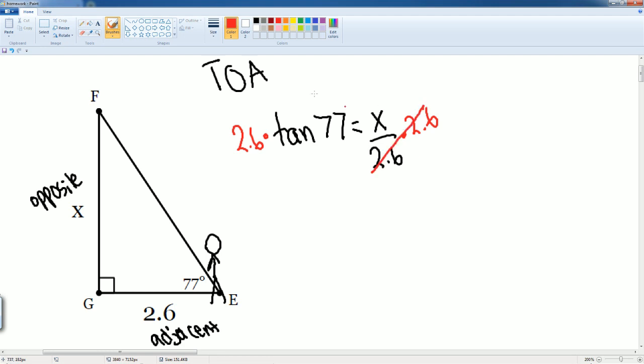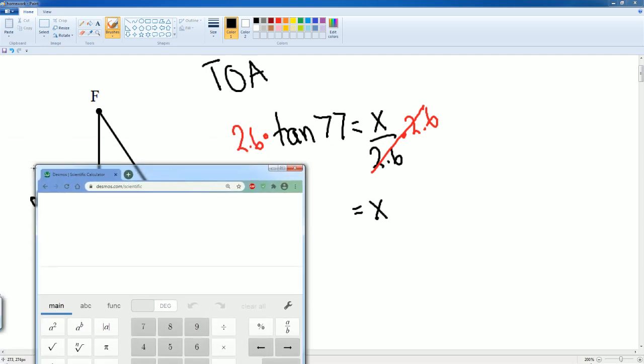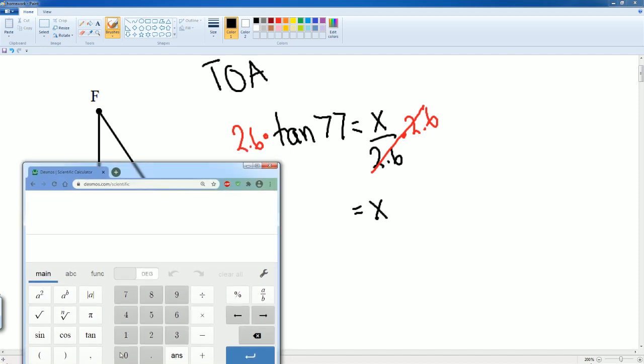This cancels. Then we can finally solve for x. To do this, we should grab our calculator or go to Desmos.com. This is the Desmos scientific calculator. Now we can enter it the exact way we see it. In this problem, it is 2.6 times tan of 77. We get the answer of 11.26.